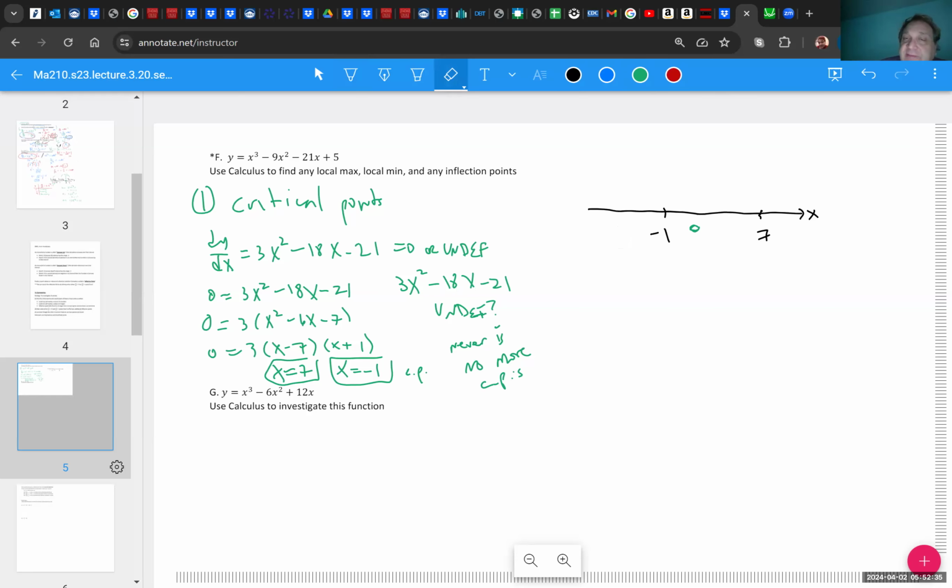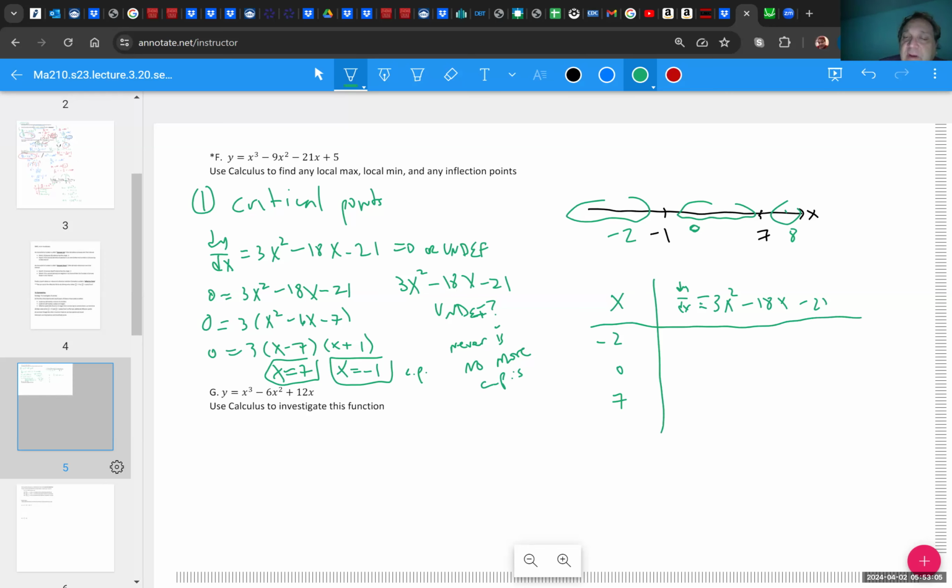Over here to the left of -1 would be like -2. So we got to test -2 over here in this region. 0 is in this region, and then maybe 8 over here in this region, right? So we test some numbers to see whether they're increasing or decreasing. So I have x numbers, -2, 0, and 7. I have my derivative function, which is this x squared thing. And then I'll just make a little table of values.